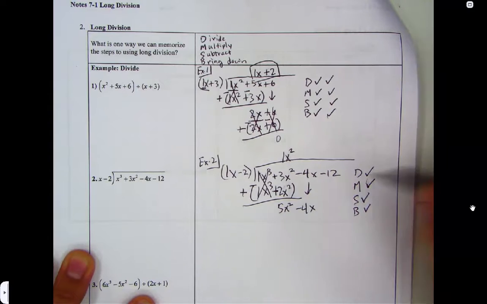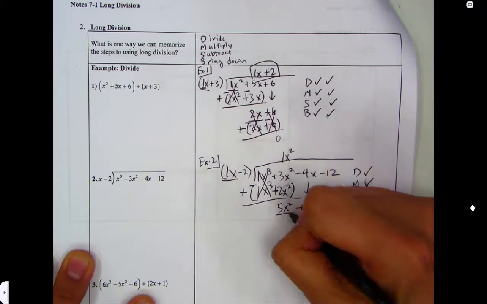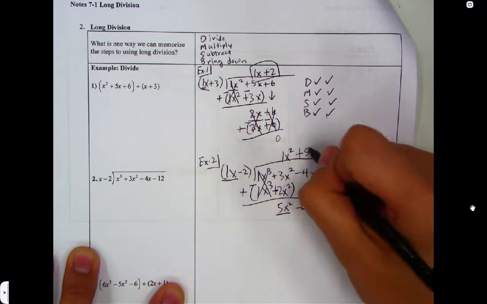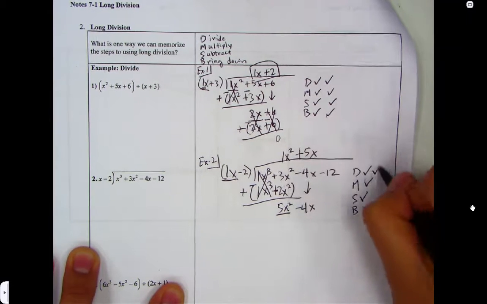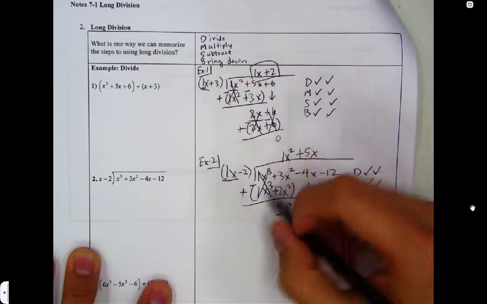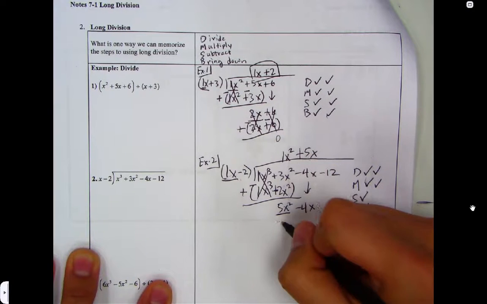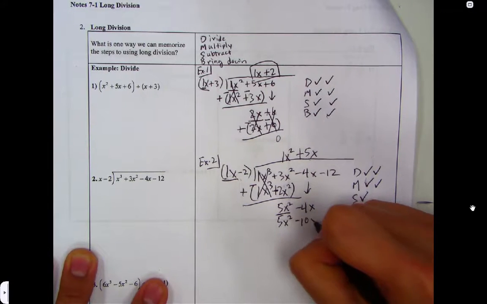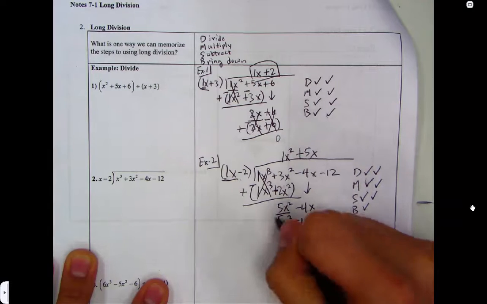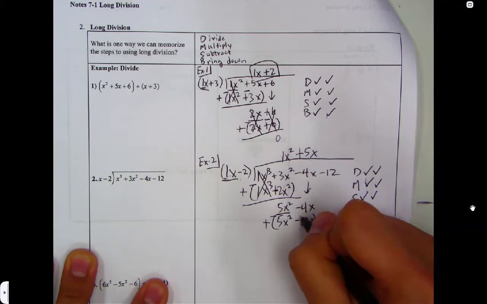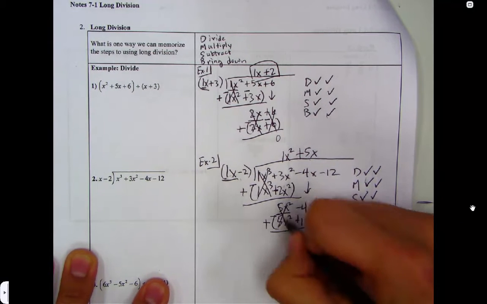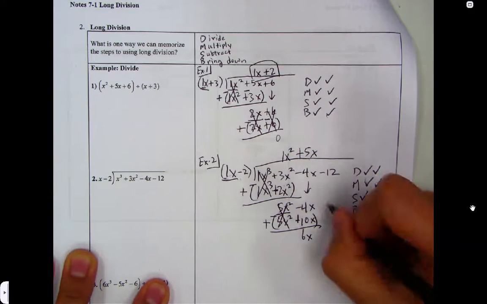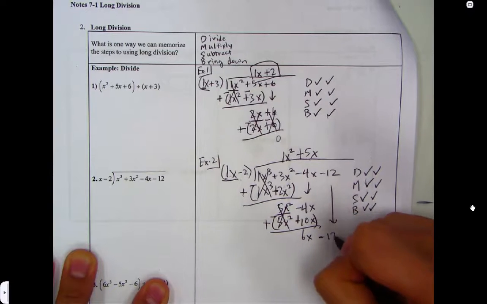And then I'm going to start over. I'm going to take the 1x and divide with the 5x squared. 1x goes into 5x squared, 5x. And multiply the 5x with the 1x minus 2. 5x times 1x is 5x squared. 5x times negative 2 is negative 10x. Then I'm going to subtract. These cross out. Negative 4x and 10x is 6x. And then B means bring down. So I'm going to bring down the negative 12.